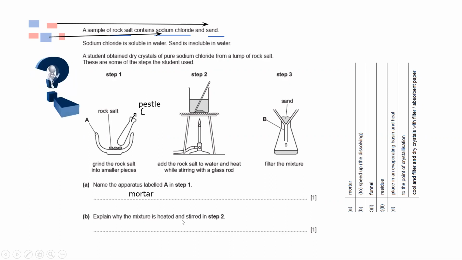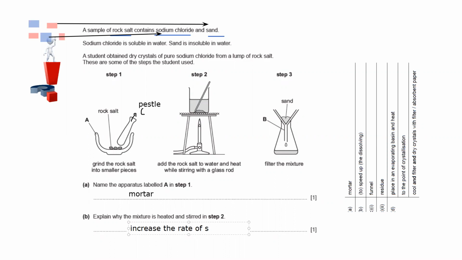Explain why the mixture is heated and stirred in step 2. So what is the reason why we add a mixture, and why do we heat this mixture and stir? Stir means when you take a spoon and mix, this is called stirring. So why do we heat and stir this? The purpose of heating and stirring is to increase the rate of dissolving so that it can dissolve faster.